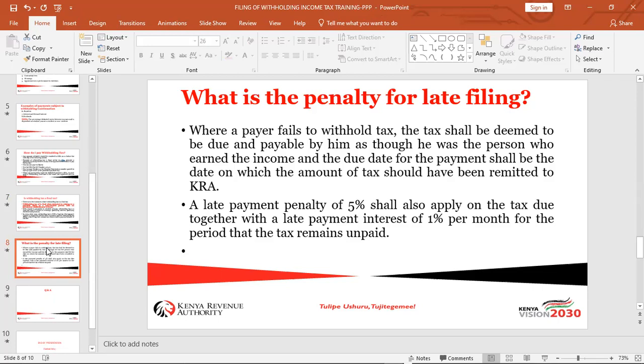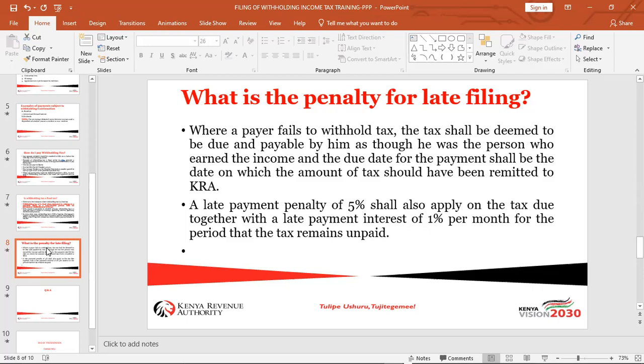And the due date for the payment shall be the date on which the amount of tax should have been remitted to KRA. So this is the person who withholds your tax. If he doesn't remit this money to KRA, all the burden is going to lie on him, since he did not do what was required.